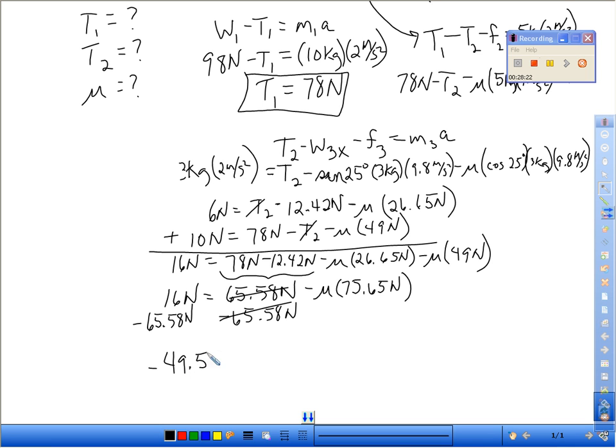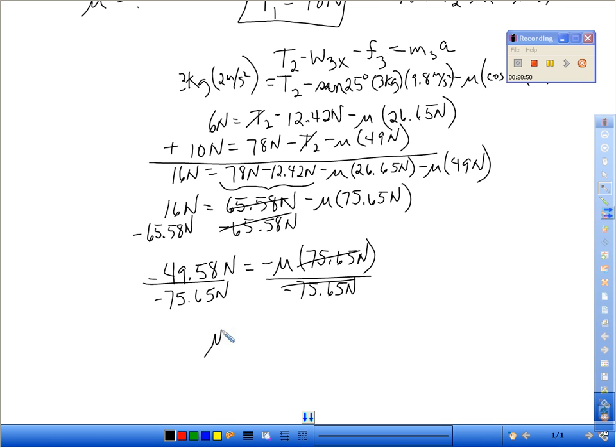And it's okay that it's negative because I have a negative on the right-hand side, so really I'm dealing with the positive. Then divide by negative 75.65 on both sides. This cancels. So if I did it correctly, I should get a positive value for mu. And I got 0.655 for my mu.